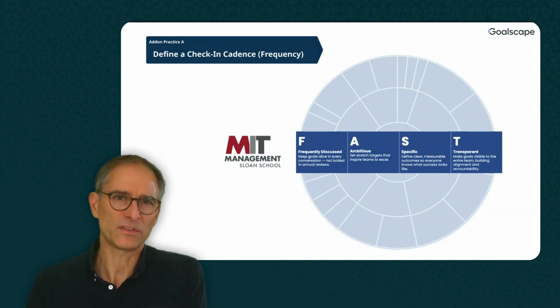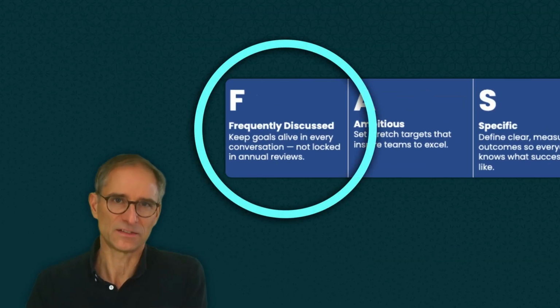But maybe you want to consider some research from MIT Sloan School of Management in this context. It shows that teams that frequently discuss goals perform better. Not more meetings, better goal conversations. This is part of the FAST framework that we deem superior over SMART goals. The F in FAST stands for frequently discussed goals.